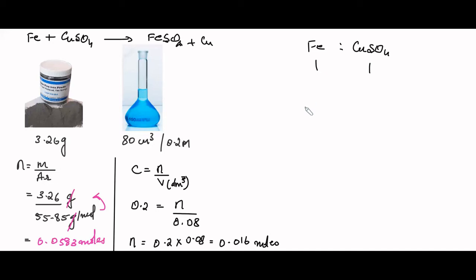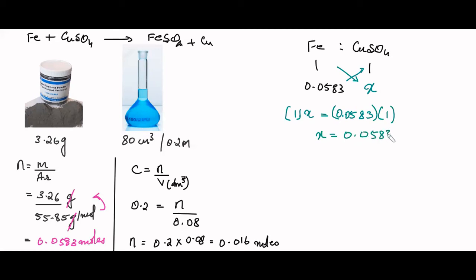Now, in order to find out which is the limiting reagent, I'll be utilizing the moles of iron and moles of copper sulfate that I've got. So the moles of iron is 0.0583. Let's assume that this is X. So when I'm cross multiplying, I'll be getting 1 times X is equal to 0.0583 times 1, or X is equal to 0.0583.